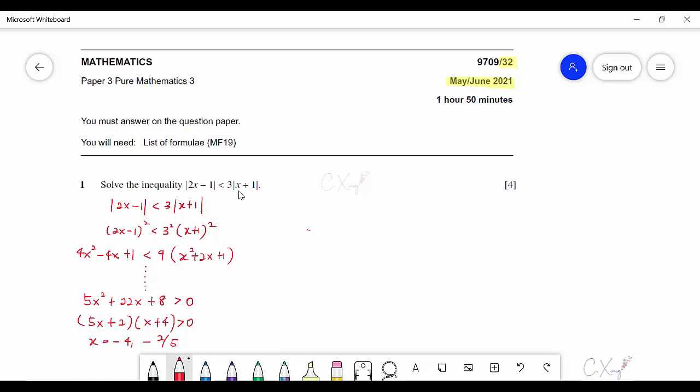Once you get these two values, you can use any method to solve the inequality, because this is actually a quadratic inequality. Therefore, I'm using the number line to solve it. I have -2/5 and also -4, then the number line to the right-hand side: positive, positive, negative, negative, and for this one, negative, negative, which is positive.